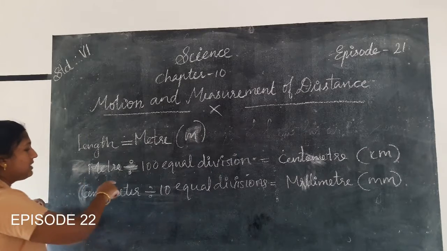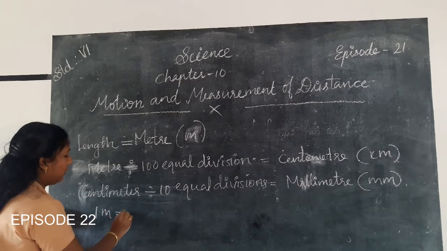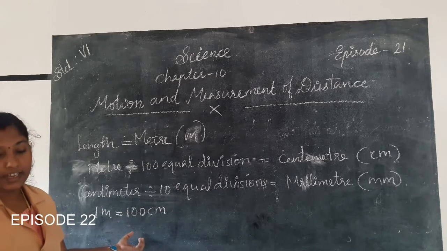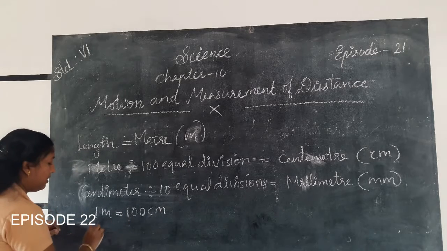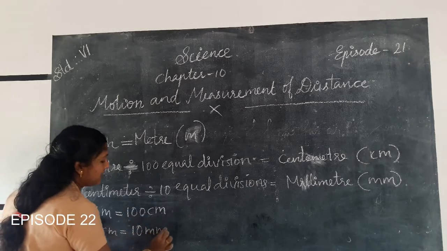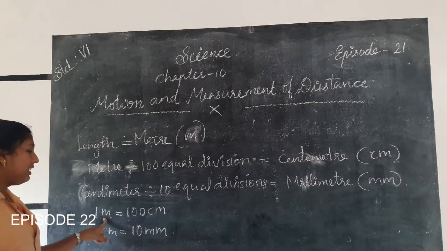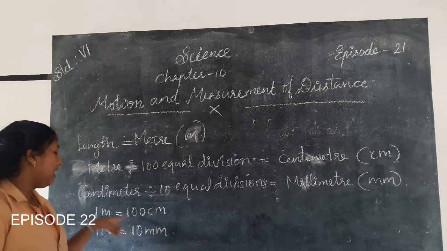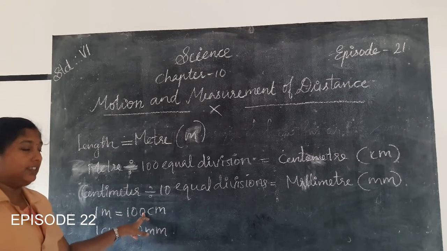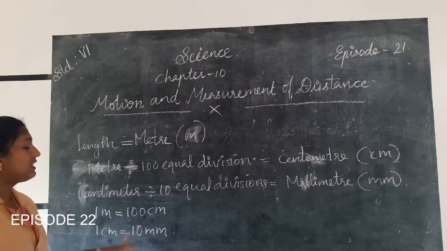So all of you listen here. 1 meter is equal to 100 centimeter. 1 meter means 100 centimeter. Then 1 centimeter is equal to what? 10 millimeter. From this we can say that 1 meter is divided into 100 equal divisions, called 100 centimeters. Then 1 centimeter means 10 millimeter.